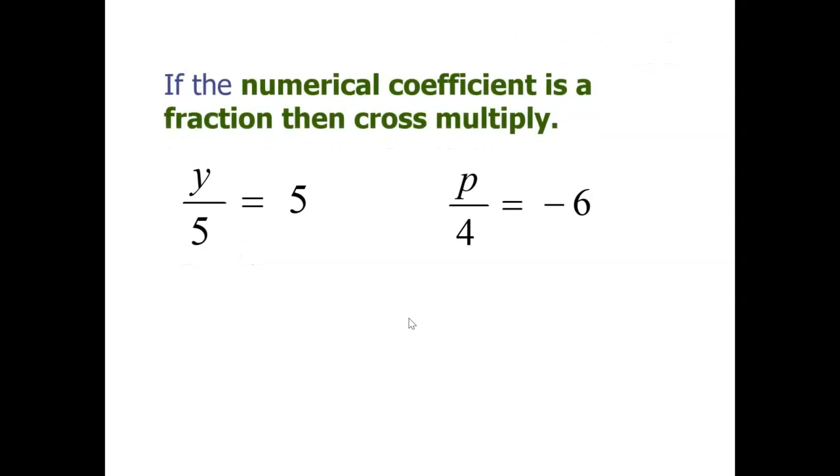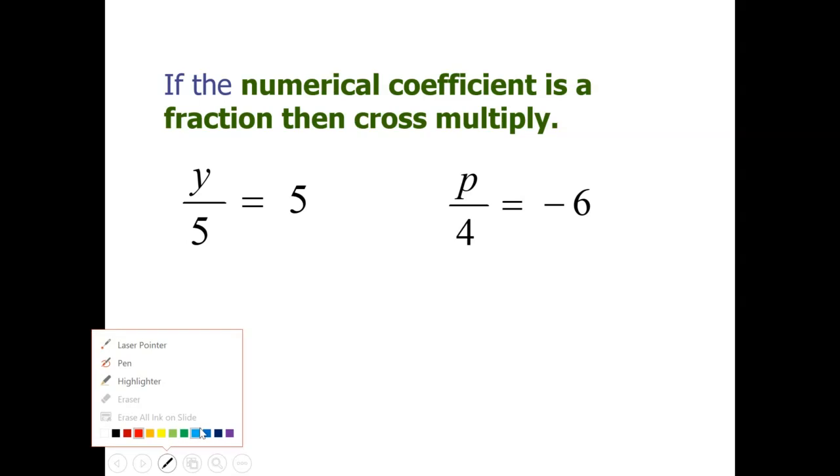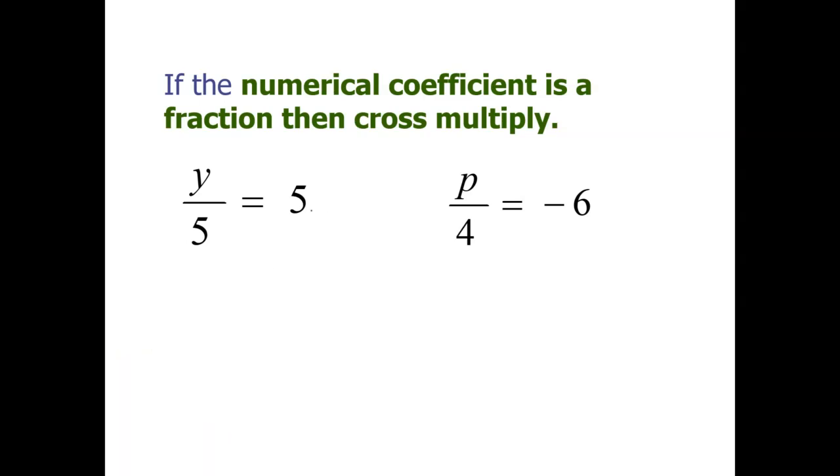Now let's look at what happens if the numerical coefficient is a fraction. In that case, we will make the letter isolated by cross multiplying. Let me get the pen. So what you can do if you don't see any number underneath the 5, just put a 1, and we'll do the same thing underneath here.